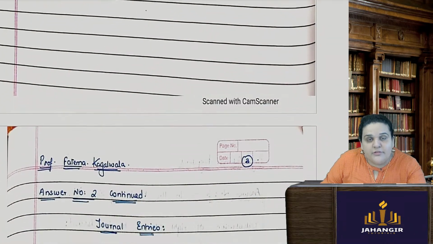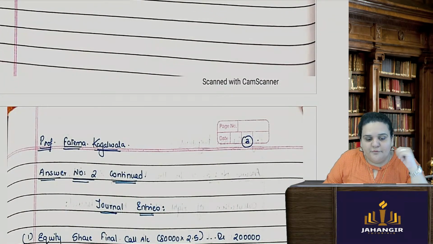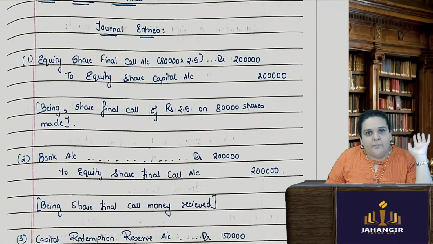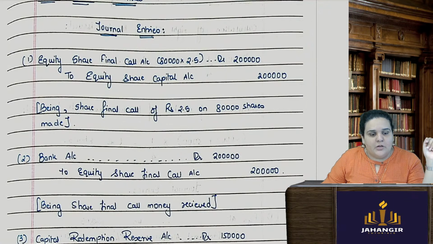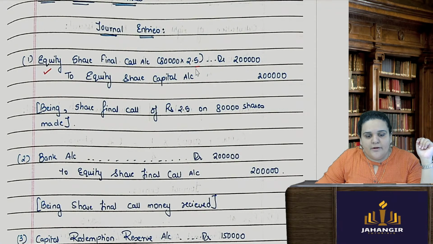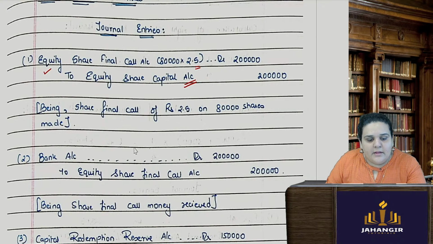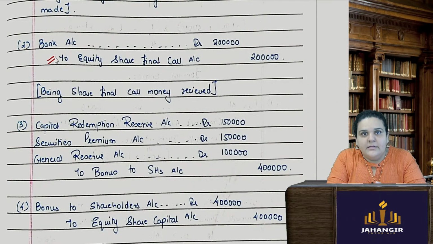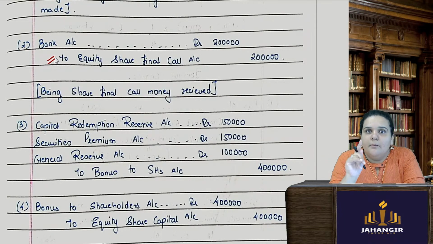In order to issue bonus, your shares have to be fully paid up. So first, I will make the final call of that 2.5. What is the journal entry for a final call? Equity share final call account debit, 80,000 into 2.5, to equity share capital. And then bank account debit to equity share final call account. Once the final call is done, equity share capital becomes fully paid up. Only then can we do the bonus.